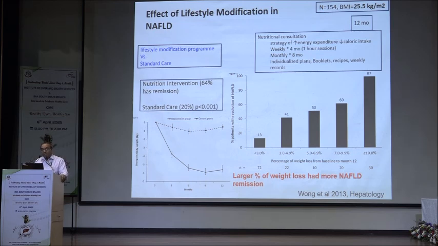So what is the effect of lifestyle modification? When we say lifestyle modification, it means we decrease calories and increase exercise, and it has been shown that by nutritional intervention there was regression of non-alcoholic fatty liver disease. In the same way, if a larger percentage of weight loss occurred, then NAFLD remission also increases. If it is more than 10%, then there may be regression in up to 90% of patients. If it is around 5 to 7%, then 50% regression. So the more the weight loss, the more improvement in NAFLD.